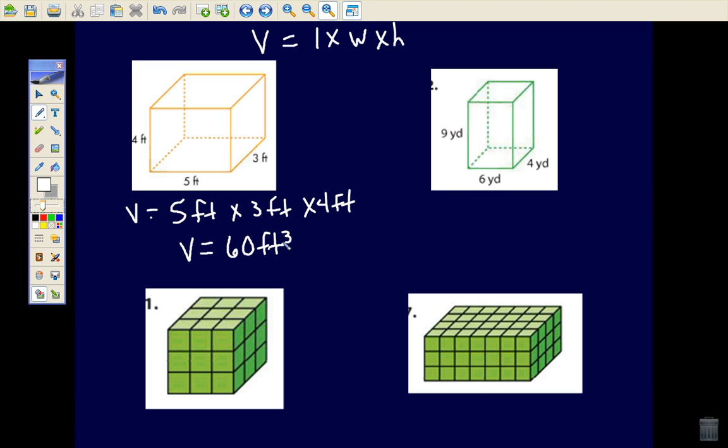Remember how we talked with area yesterday? Even though the 3's after the unit, we say the cubic first. Alright, I want you to try to do this one by yourself on the student side.